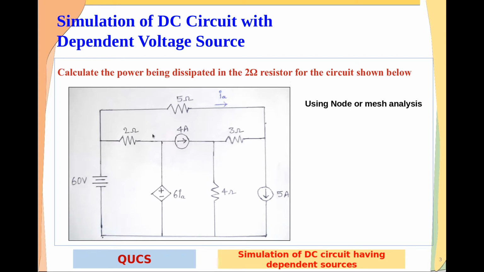Now, using mesh or node analysis, you will get IA, the current flowing through the 5 ohm resistor, equal to 6.5833 ampere. The voltage across the 2 ohm resistor is 20.5 volts and the power dissipated by the 2 ohm resistor is 210.125 watts. These are the theoretical values. Let us try to simulate this circuit using QUCS and obtain these parameters.